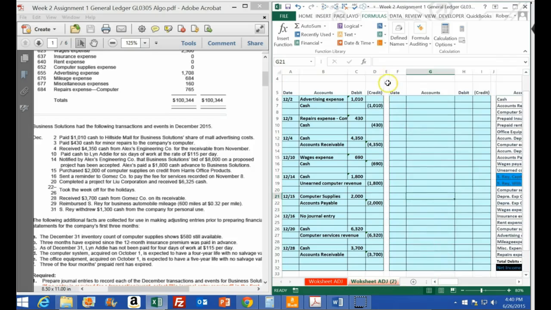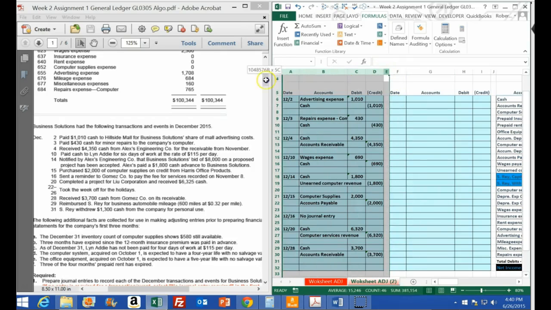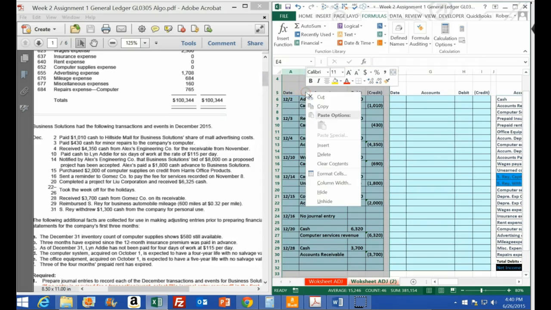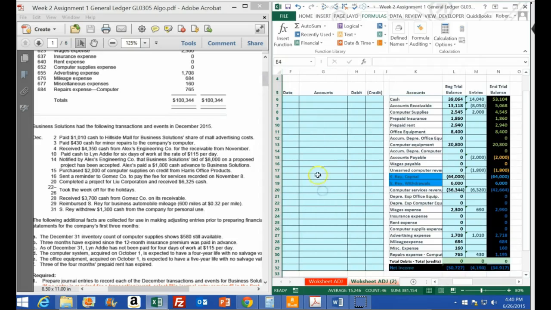And then if you want, you can hide these. We don't really need these here, so I'm going to put my cursor on like the E. So it looks like that. Scroll over, right click on the selected, and hide.